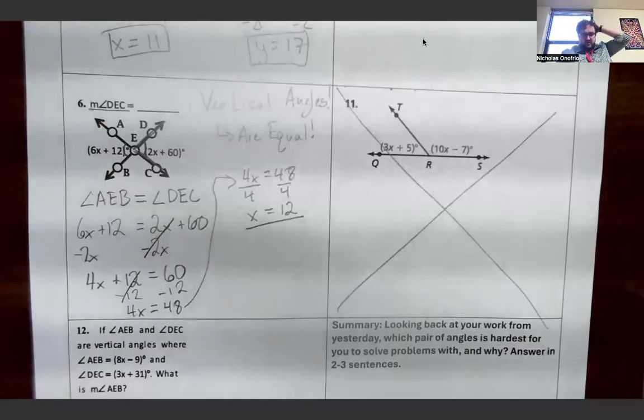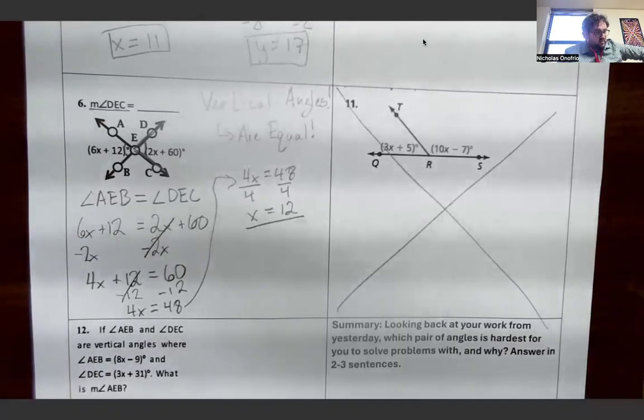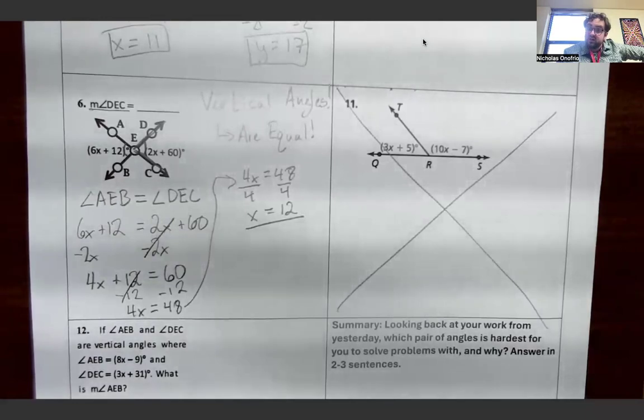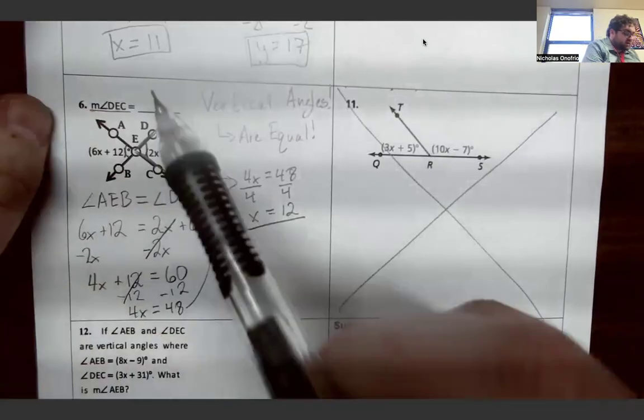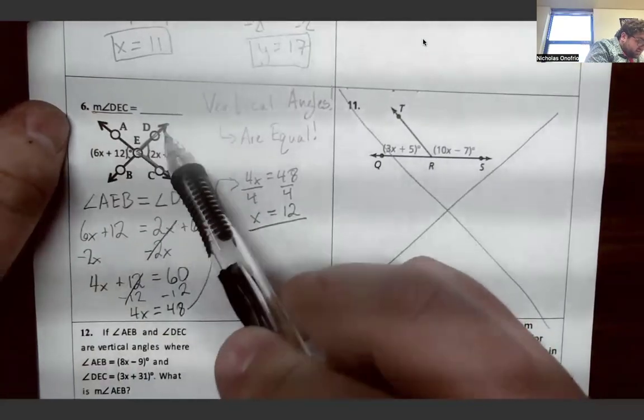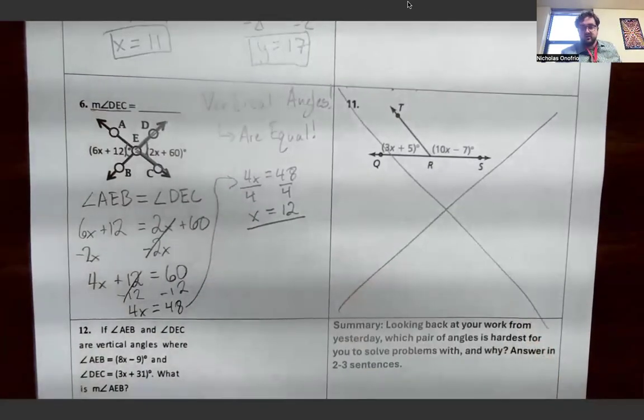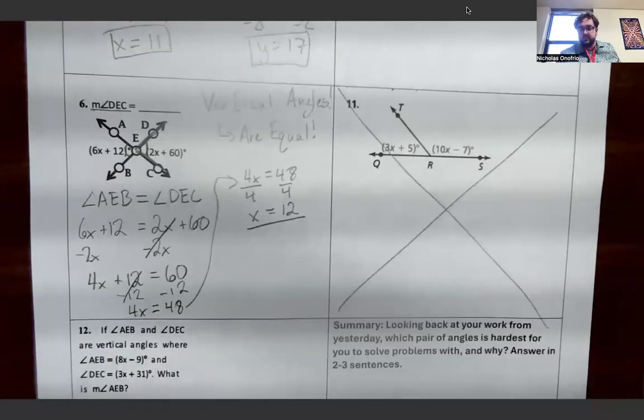All right. So are we done yet? Hopefully you said no, because we still need to find the measure of DEC. So let's trace it, DEC. Give me just a second here.